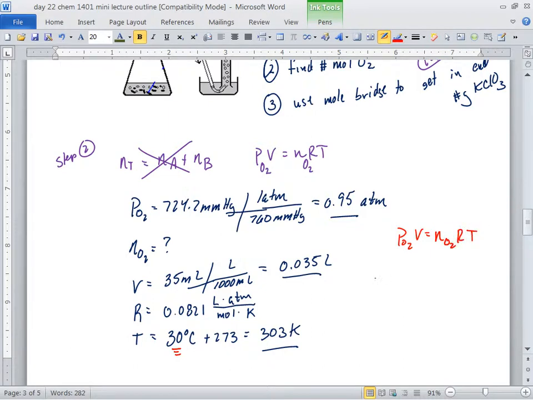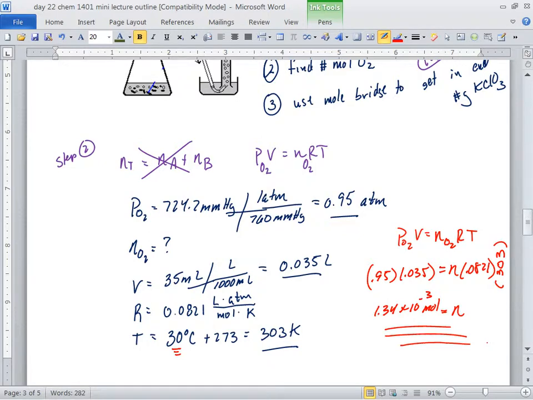Okay, so I'll have 0.95, 0.035, my N, my 0.0821, and my 303. Get my N. Connor, did you get an N? 1.34 times 10 to the negative 3. Anybody else get that? Okay. Several did. These problems, you're seeing, are a lot of work.